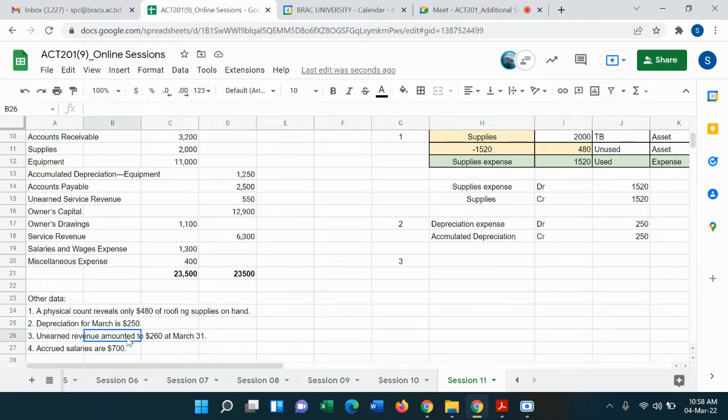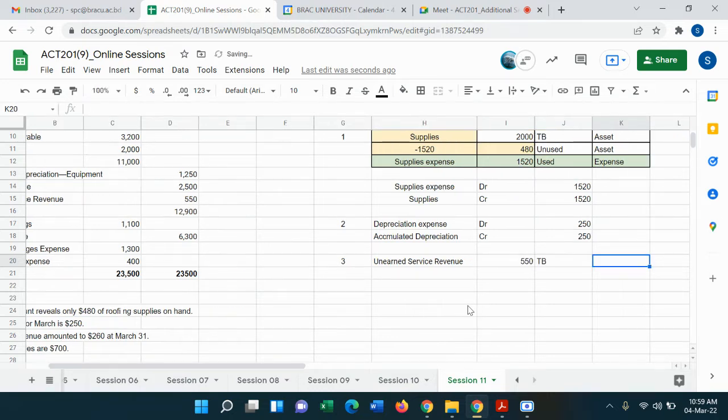Number 3, unearned revenue amounted to 60 at March 31. Is there any unearned revenue account in the trial balance? Yes, sir, unearned service revenue. So there is an account of unearned service revenue. We'll follow the same procedure. How much is it? 550. So unearned service revenue is recorded in the trial balance. What type of account is it? It's a liability. Excellent.